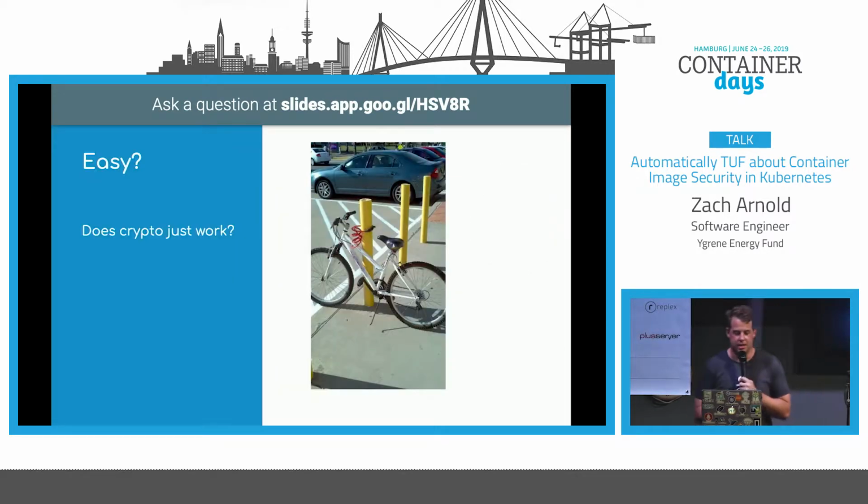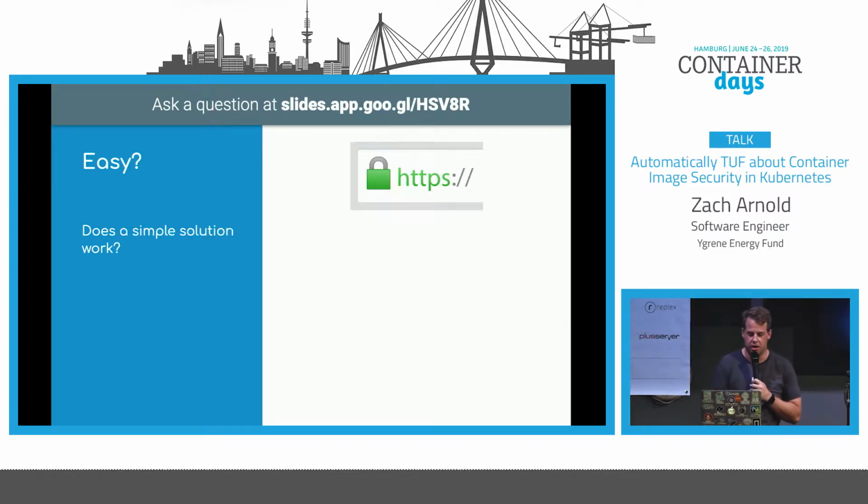So when it comes to updating software, we think about how we can make it easy. We could say, let's use a cryptographic hash to make sure that the right version of code is there. And that's kind of like chaining a bicycle to a post that has no top. You can just take it off. So crypto doesn't necessarily just work as a way of verifying software.